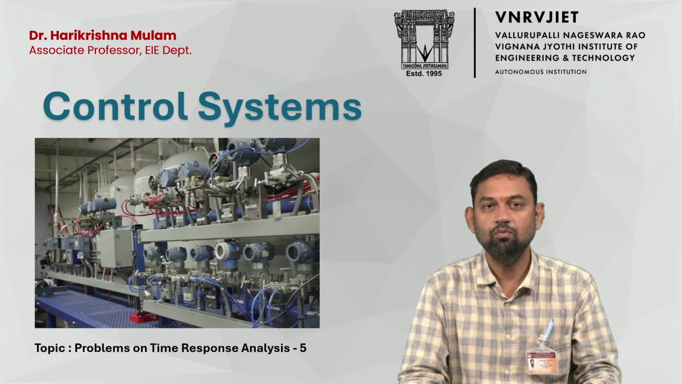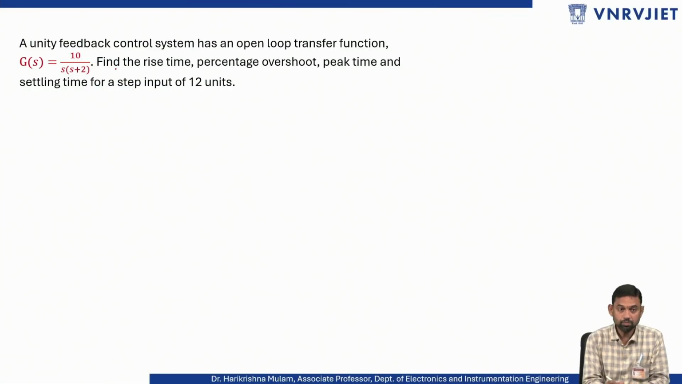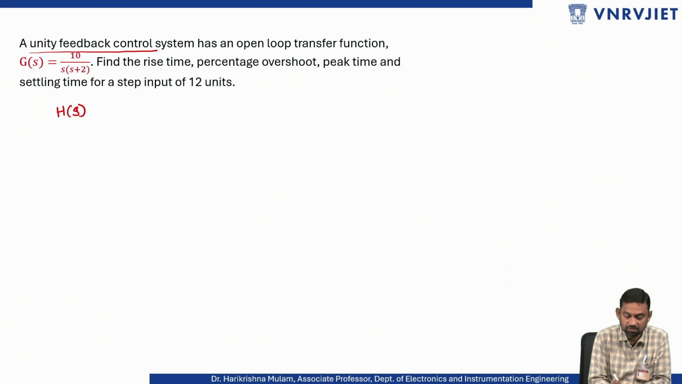Today, we will see one more problem related to time response analysis. This is the problem, a unity feedback system. Therefore, the feedback transfer function H(s) is equal to 1, and the open loop transfer function G(s) is equal to 10 by s into (s plus 2).